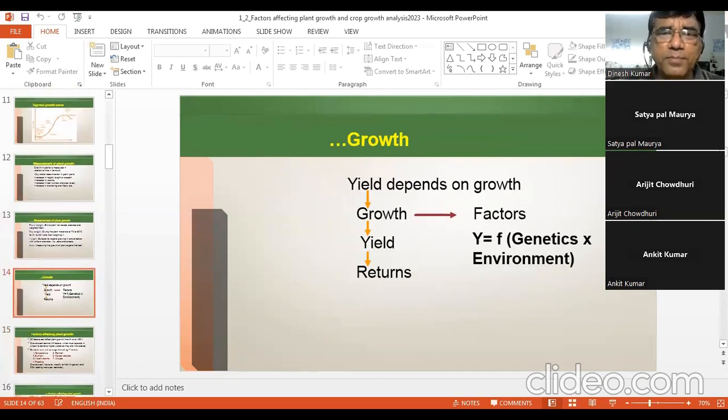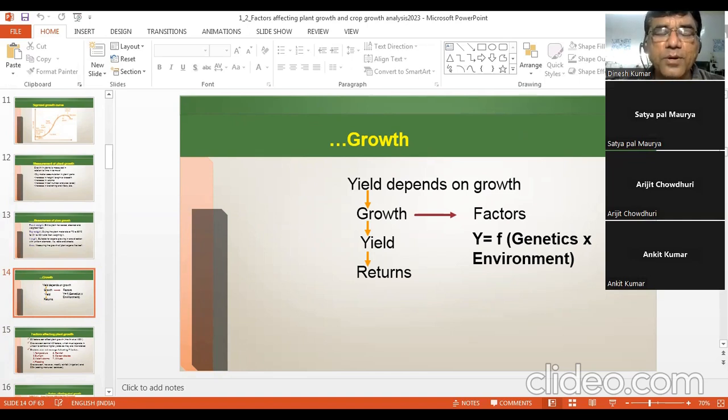Now we come to the main topic, that is growth. So now you understand the growth, type of growth, and different measurements of the growth. Now you see what are the factors that will affect the growth. So basically, farmers or growers are interested in yield. They want more yield. Here, yield means yield of the economic part. So yield definitely depends upon the growth.